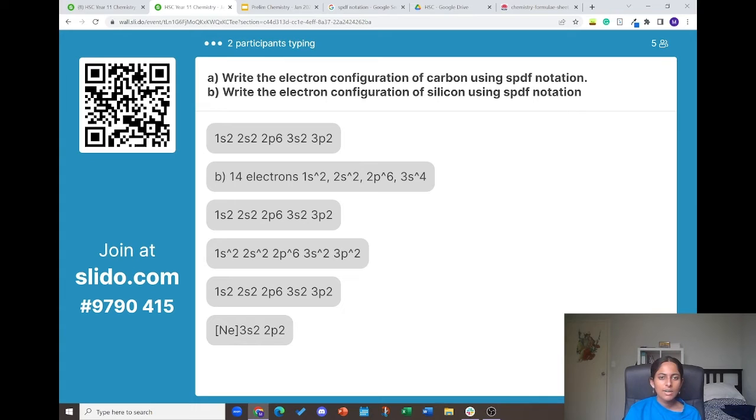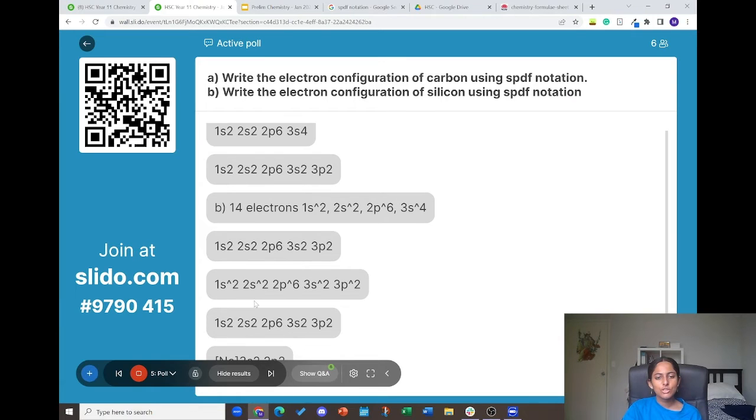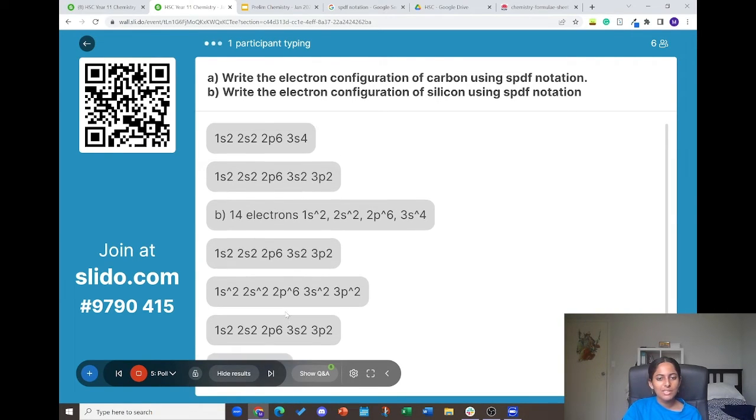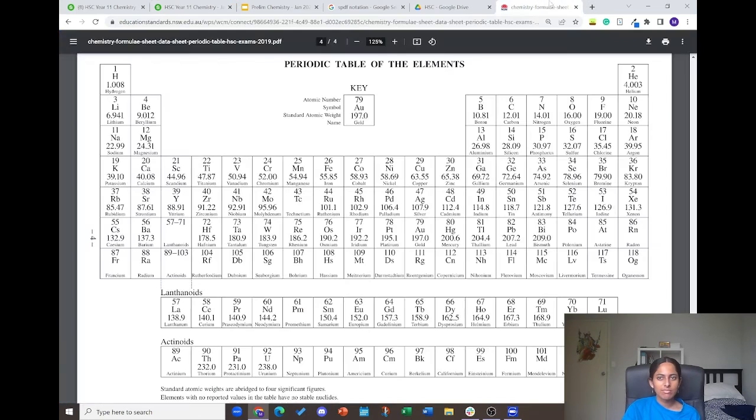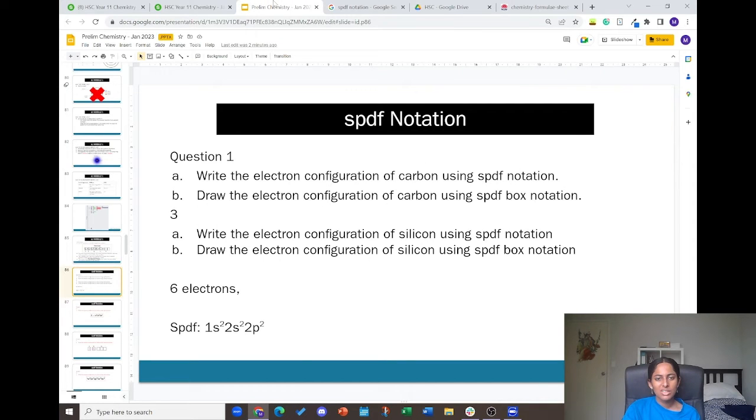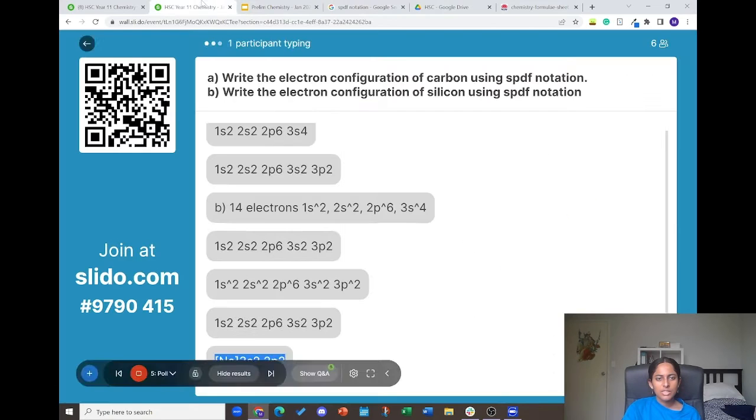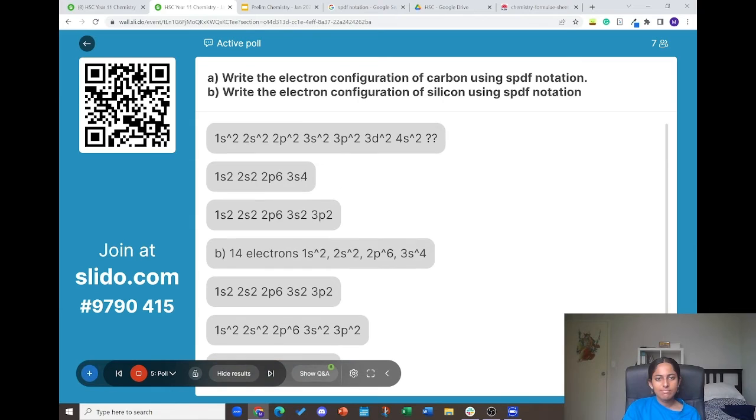All right. Most people got the correct answer. This is like the shortened version, I think. I don't really recommend doing it this way. I know what you're hinting at. You're looking at the noble gas over here, and then where's silicon? Silicon's over here, but don't do that. At least I don't think that's what your teachers are expecting.